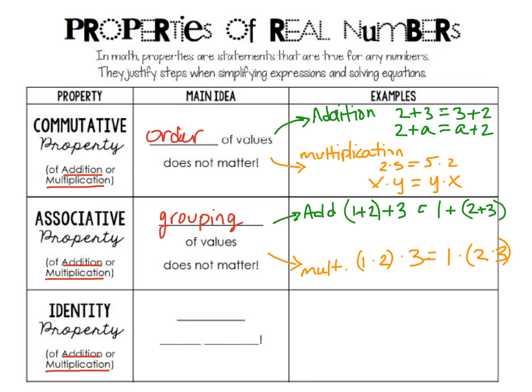And lastly is my identity property. The identity property is what can you add to a number or what can you multiply to a number so that it will stay the same.